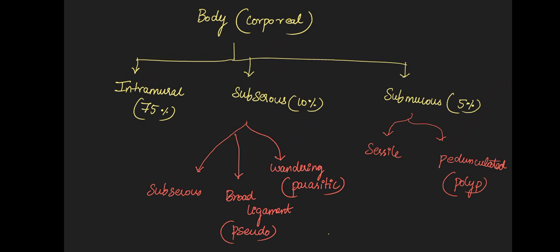This subserous leiomyoma can be present either in the broad ligament, called pseudo-subserous, or it could be wandering, that is called parasitic. Then the submucous leiomyoma is further of two types, sessile and pedunculated. If it is pedunculated, it resembles a polyp.